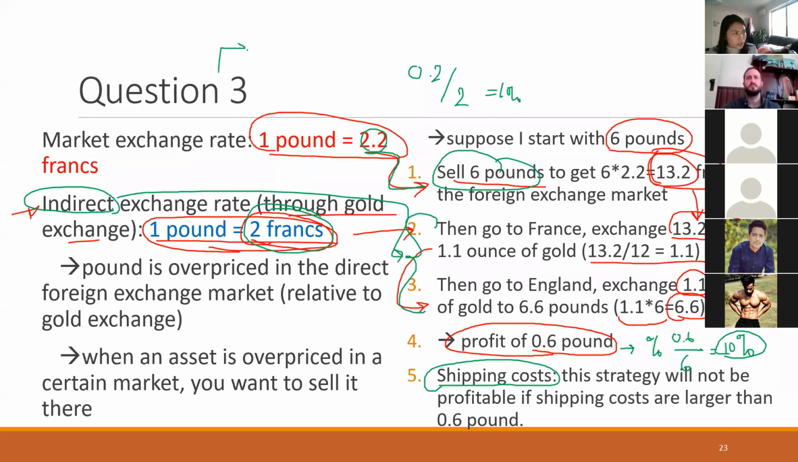So let me just write it here. This is an example of an arbitrage strategy. When we talk about arbitrage strategies, we're talking about a trading strategy that exploits any mispricing opportunity in the market. When you have the same identical asset that is traded at two different prices in two different markets, this is when you have a mispricing opportunity.